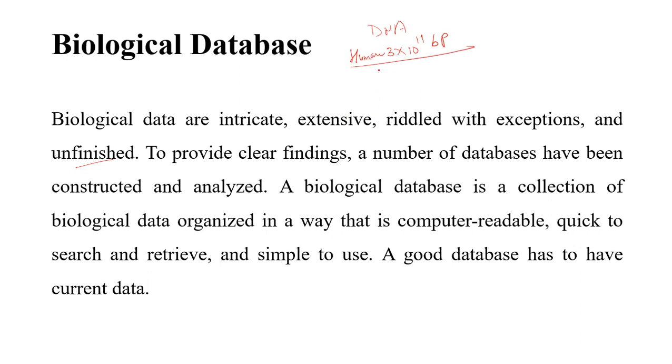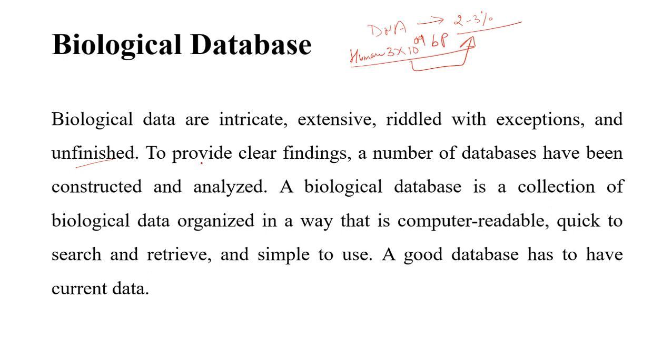So in that case, what information will you get? Because we all know that the complete DNA does not code for protein, only around 2 to 3% does. So from this 3 into 10 to the power 9 base pairs, how will you get the 2 to 3% that is coding? So that's why it is unfinished. The data which is useful for our purpose, we have to find out. So we have to make sense from this whole data.